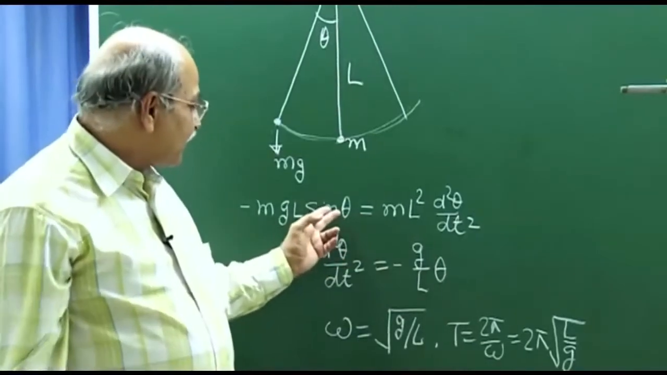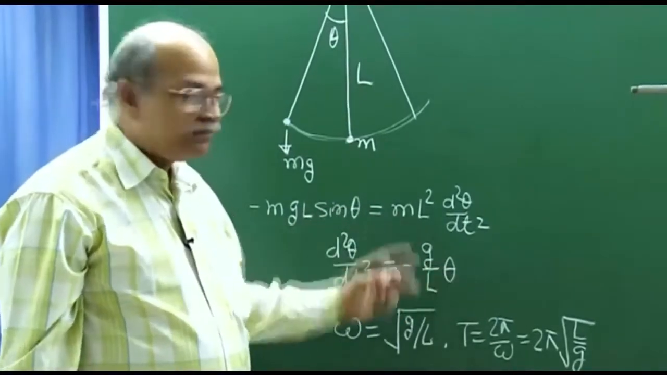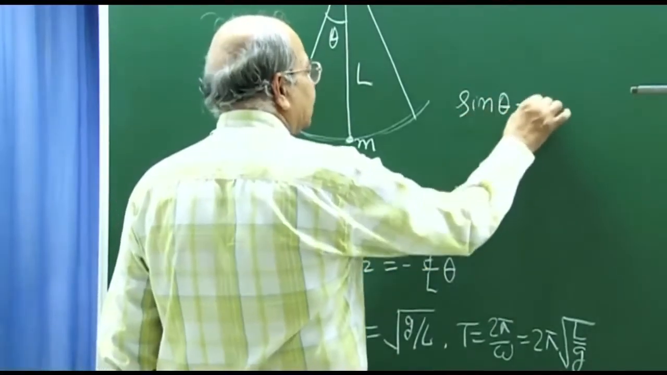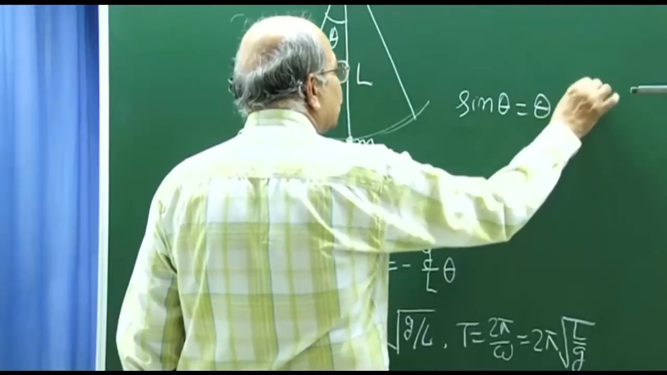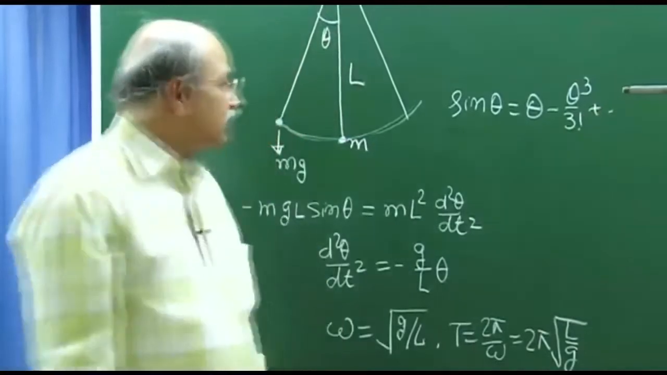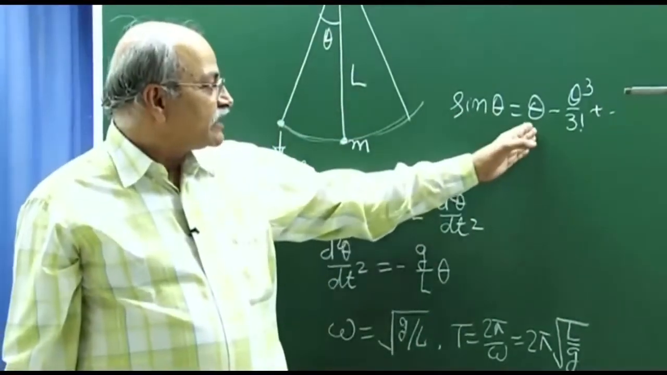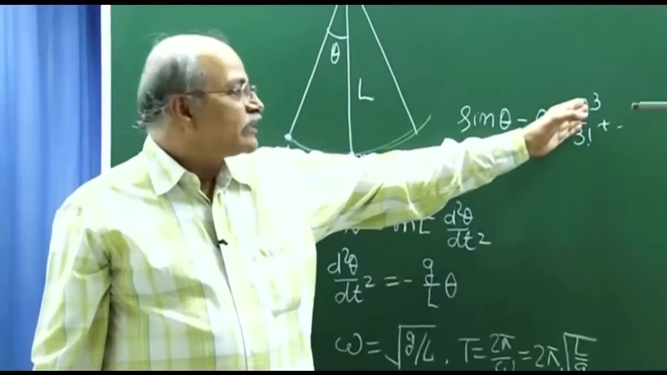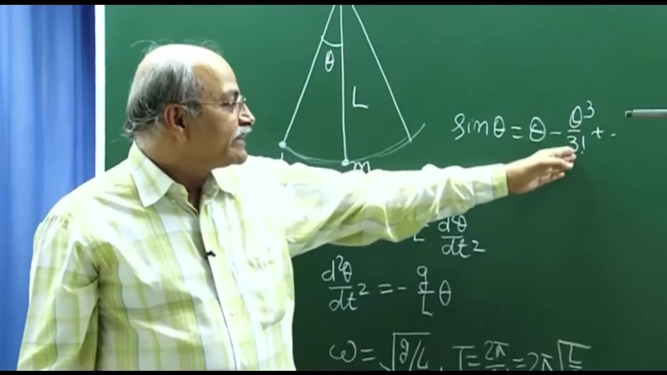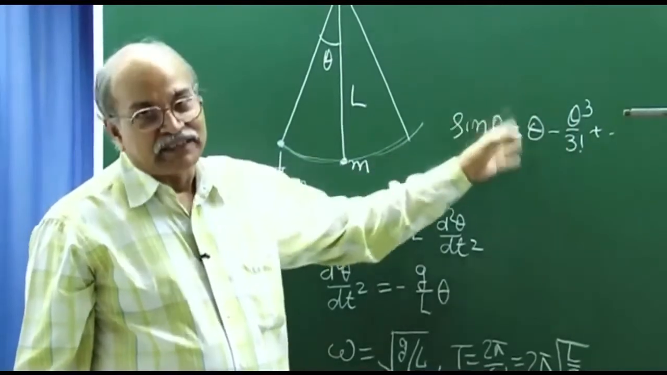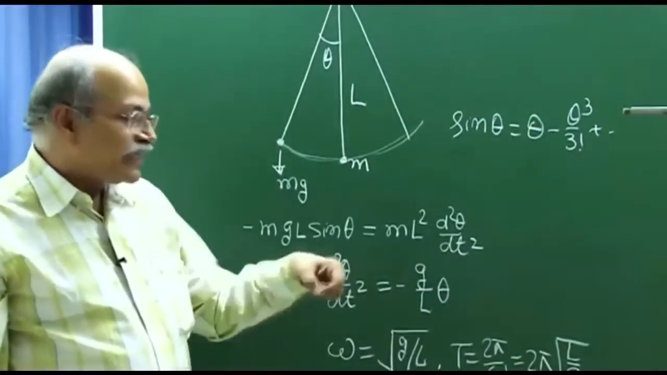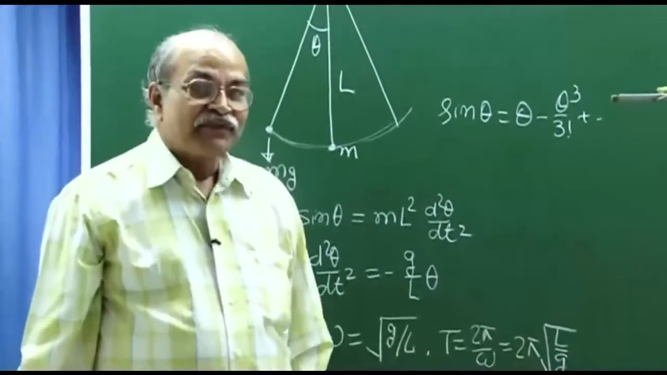This will be better and better if theta is small, because sin theta you can expand as theta minus theta cube over 3 factorial and so on. So, if you are writing sin theta equal to theta, that means you are neglecting this theta cube in front of theta, or you are neglecting theta square by 6 in front of 1. That is the place where this approximation is needed, and that is why this formula is valid for small amplitudes.